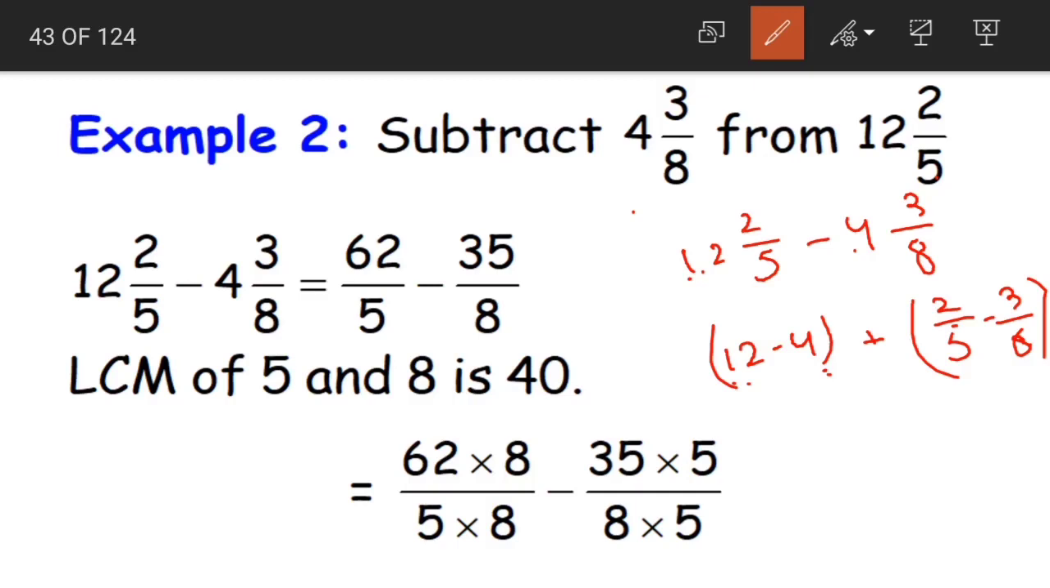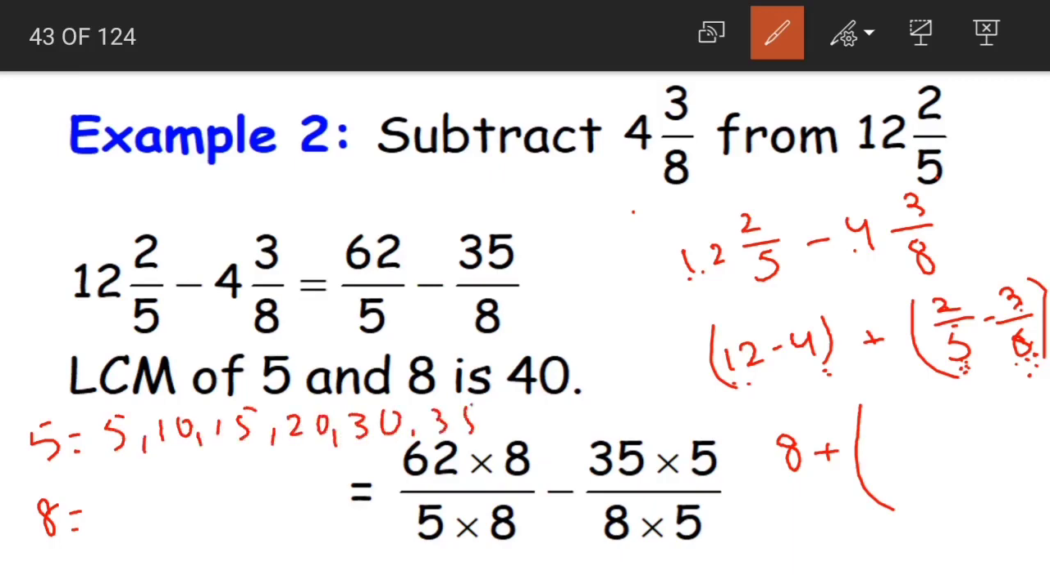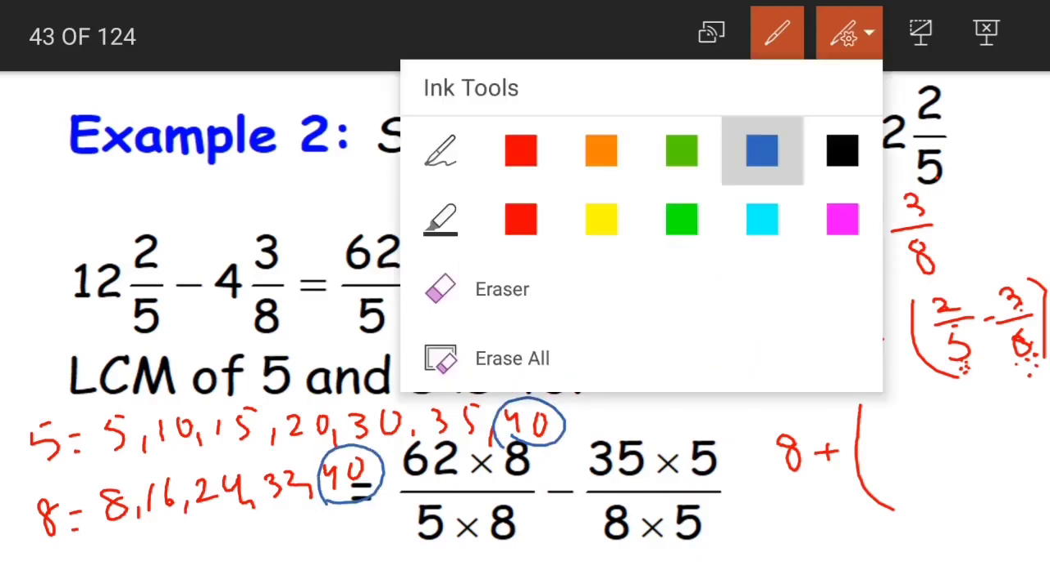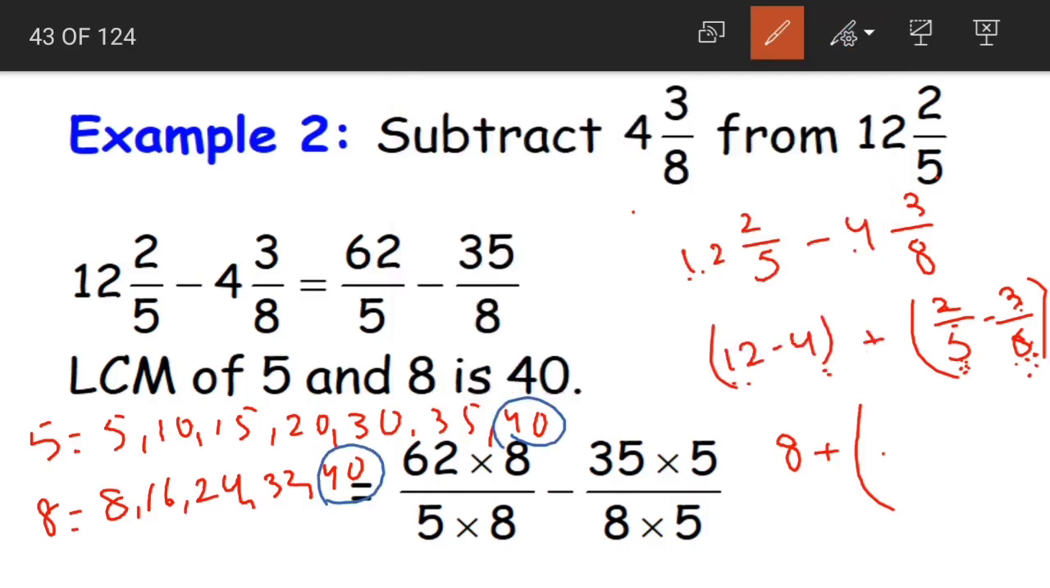12 minus 4 is how much? 12 minus 4 is 8, plus 2 by 5 minus 3 by 8. Again here 5 and 8 are two different denominators, so we need to take the LCM. If we take the LCM of 5 and 8, children, we have 5, 10, 15, 20, 30, 35 and 40 as the multiples of 5. And for 8 we have 8, 16, 24, 32 and 40. We can stop here as we got our least common multiple, that is 40.